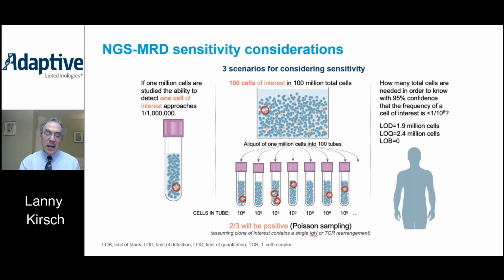In contrast, if you were to want to know the sensitivity at the patient level rather than at the sample level, and asked how many bone marrow cells do I need to examine from a patient in order to know with 95% confidence that the level of disease in the bone marrow is greater or lesser than 1 in 1 million, you would need to examine about 1.9 million bone marrow cells. In other words, the limit of detection, or LOD, is 1.9.